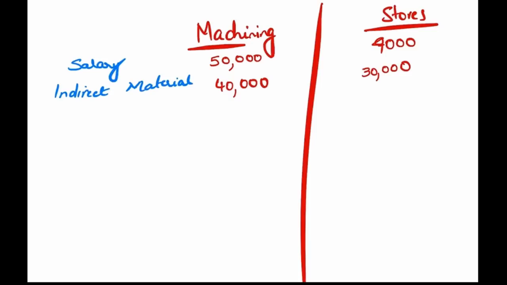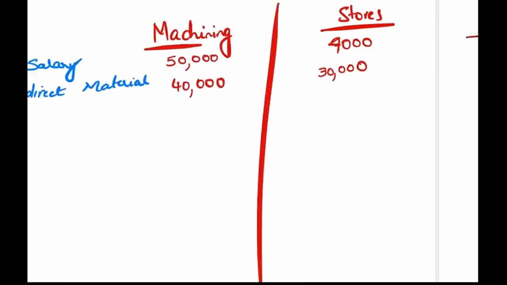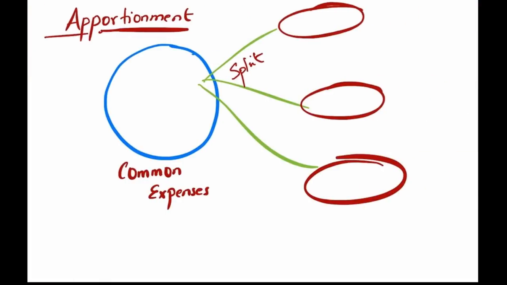The next topic we would be doing is apportionment. Now what is this apportionment? Apportionment is basically when I cannot identify expenses to a particular cost center, I have to find out a way to split those expenses. Apportionment is splitting the common expenses to various departments or cost centers on a reasonable basis.